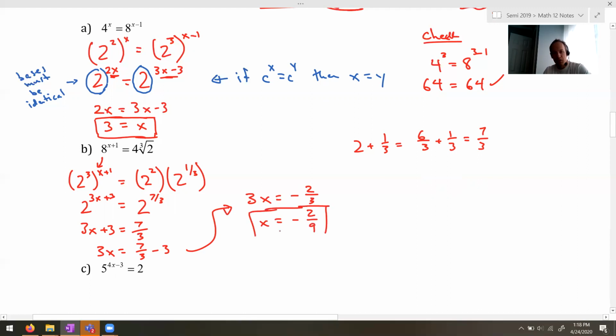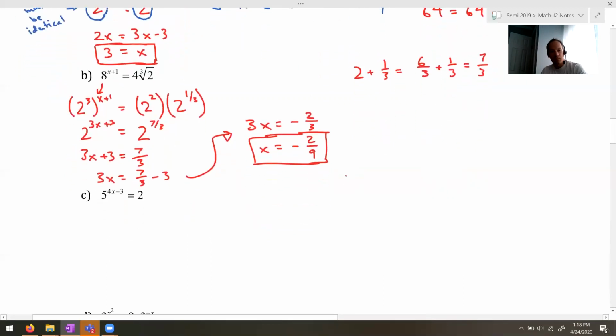Checking this one's a little harder, but you could go ahead and do it. You could put it in there. But for now, I think we'll just trust that this one works. Okay, for C.